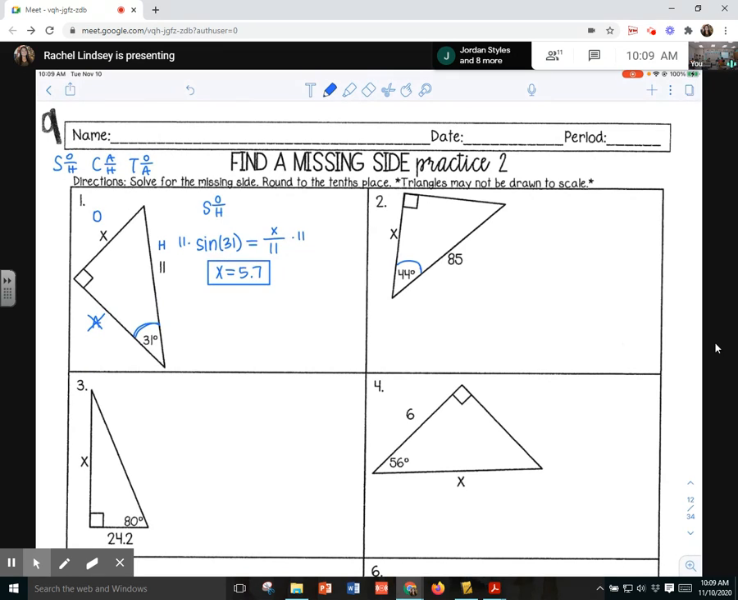Number 2, you have angle 44. X would be your adjacent side. 85 would be hypotenuse. The only one with A and H would be cosine. So I'm going to have cosine of 44 equals adjacent x over hypotenuse 85. Multiply both sides by 85. And you have x equals 61.1.